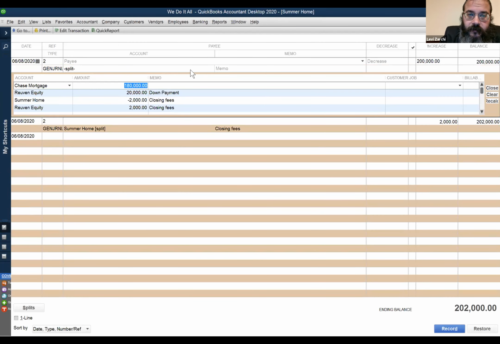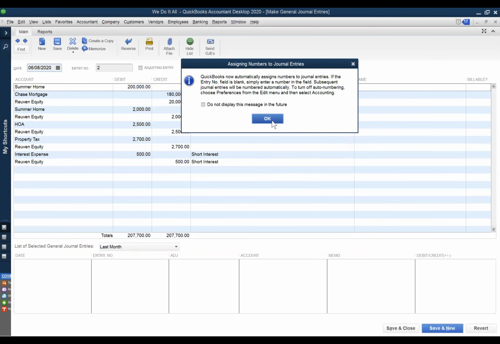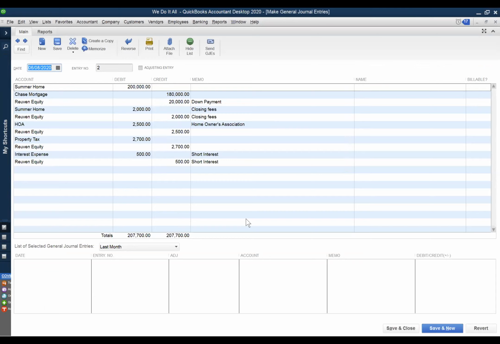It's going to bring you up like a register, double click again. Now you'll be in the same journal that you saw before. Double click on that and it'll bring you up the journal. You'll be back to the original journal entry if you double click again. Okay, so I have summer home is $200,000 debit. Reuven's equity is $20,000 credit. Correct. What else do you put in?